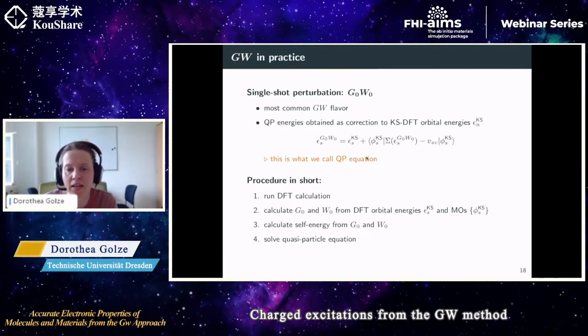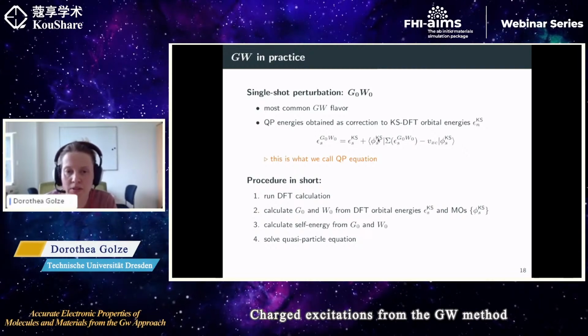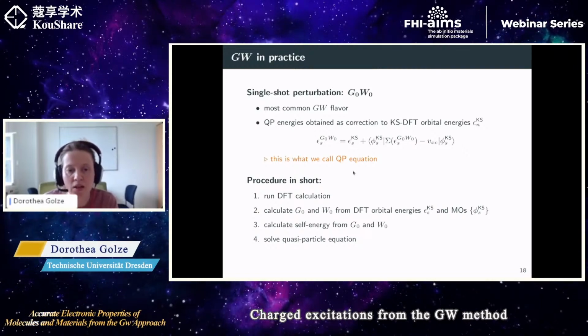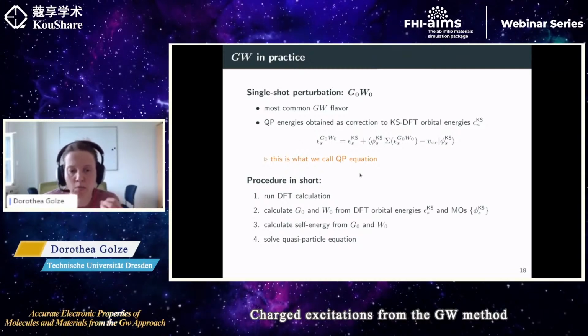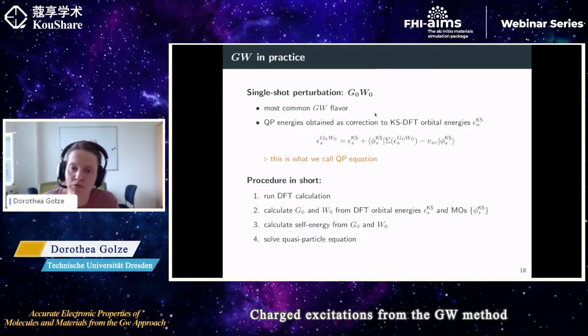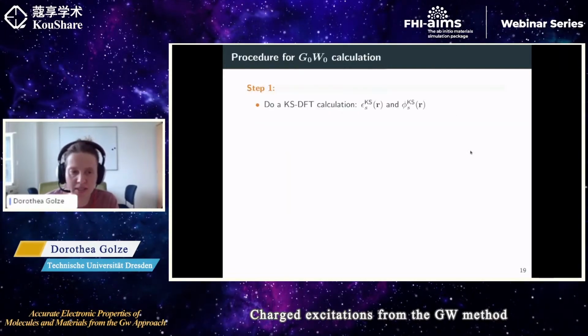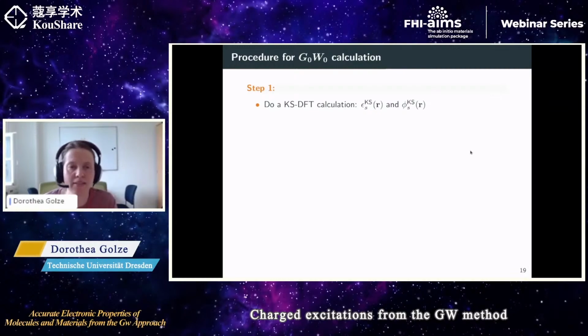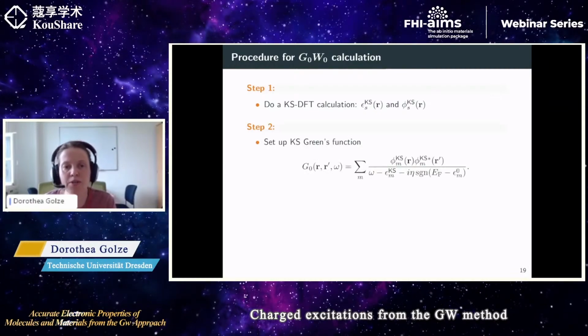epsilon KS, and the corresponding orbitals, phi KS. From those, we build G0 and W0. We then calculate the self-energy from G0 and W0, and then solve this equation. So let's have a bit closer look. As I said, first the Kohn-Sham DFT calculation.